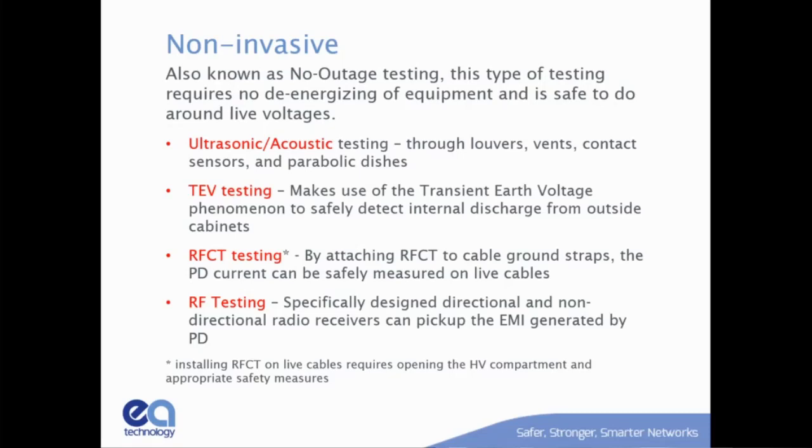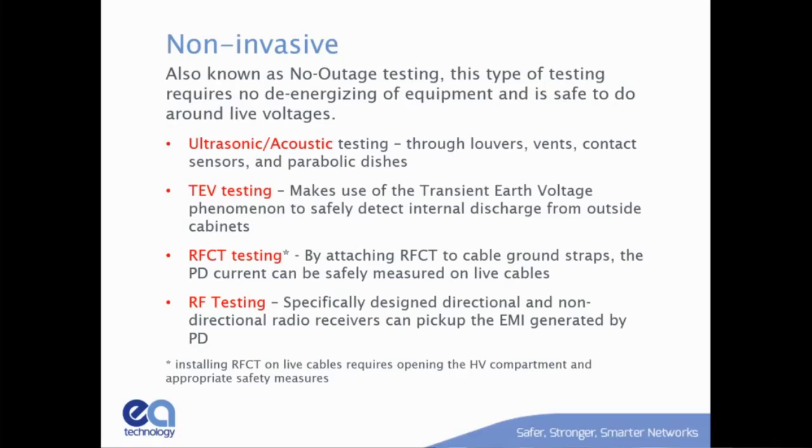Now, RFCT testing, that's invasive and it's non-invasive. So a radio frequency current transformer, or RFCT, attaches to the cable ground straps. Once that's attached, you can bring it out to a connector and you can go in non-invasively and test that cable anytime you want. Now, putting that RFCT on the ground strap could be considered invasive. Some people do it live wearing an arc flash suit. That's more and more rare every day now.